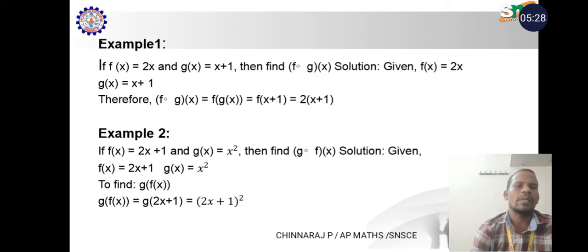So the second example: given functions f(x) = 2x + 1 and g(x) = x², find g∘f(x). To find g∘f, (g∘f)(x) = g(f(x)). f(x) is 2x + 1 and g(x) = x². The x value is 2x + 1. Therefore, g(f(x)) = (2x + 1)². This is the value of g∘f(x).